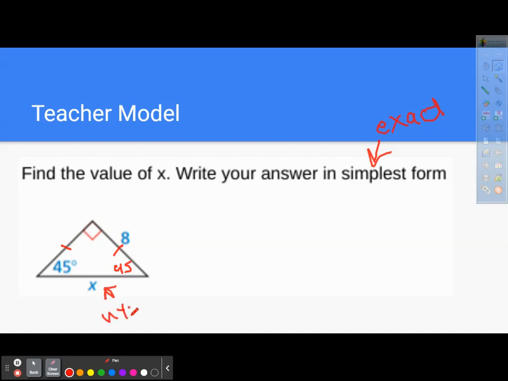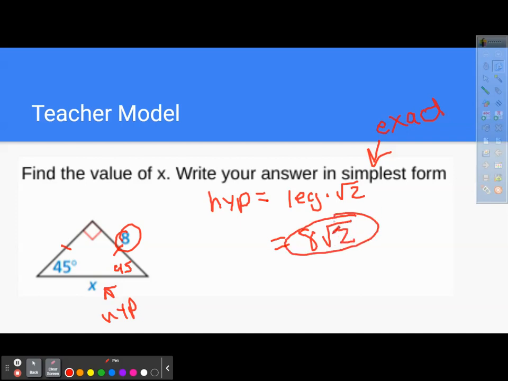Okay. And I know that my hypotenuse equals the length of the leg times the square root of 2. Well, the length of a leg is 8, so my hypotenuse is 8 square roots of 2. And there you go. I did not have to go through and use the Pythagorean theorem. I didn't have to do it because of the formula, since it's a special right triangle.